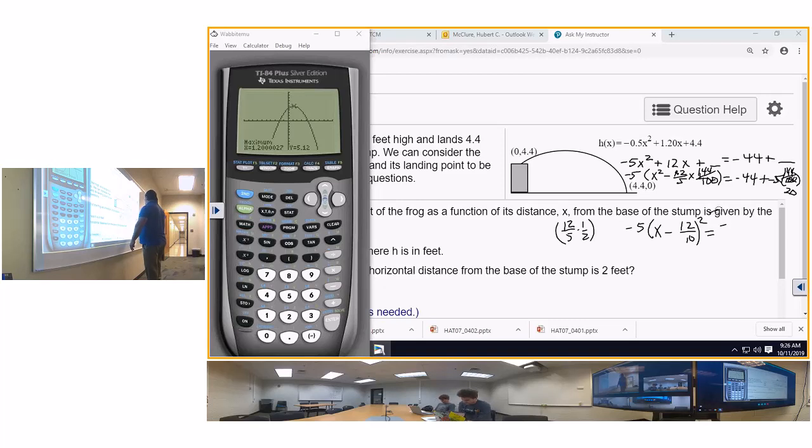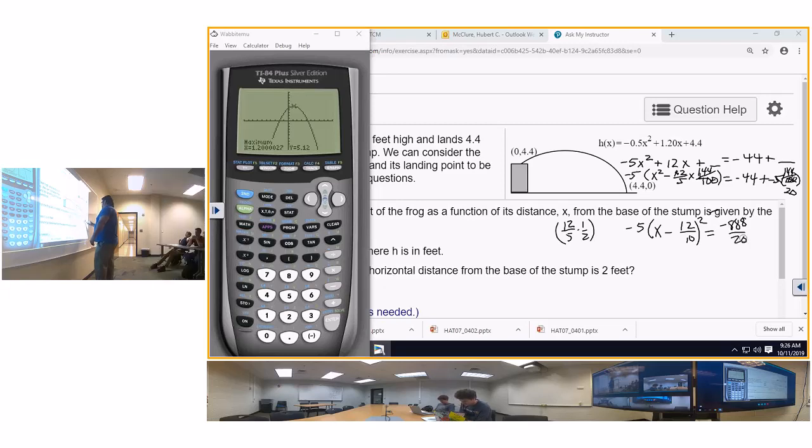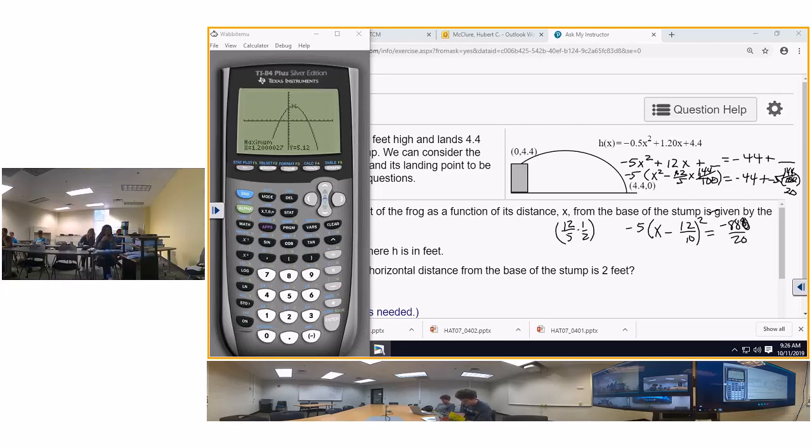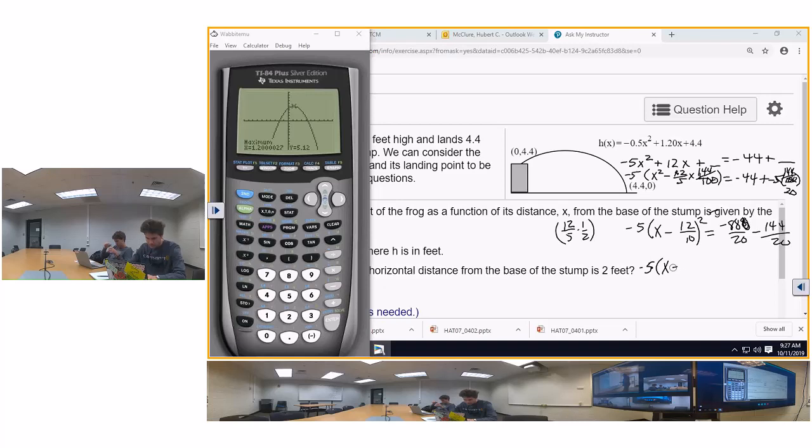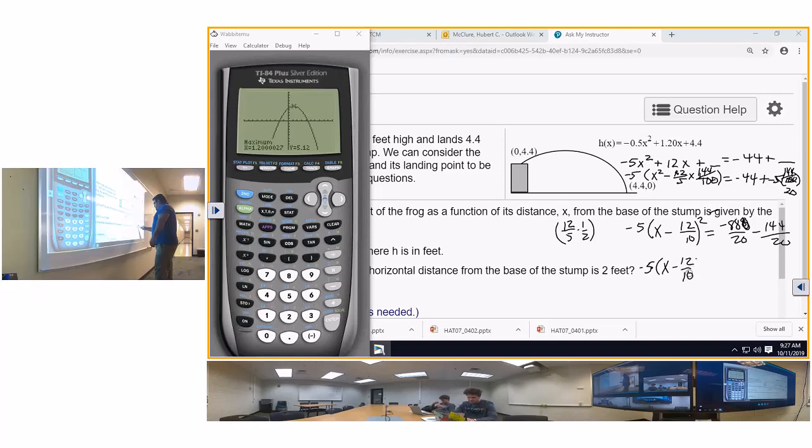Negative 880, so that's negative 880 over 20. Somebody take negative 880 minus 144 over 20. That would be the same thing we got a while ago, wouldn't it? Negative 5 times x minus 12 over 10 is equal to, what's negative 880 minus 140? 1,000. We still got that, but we got the 20 there.